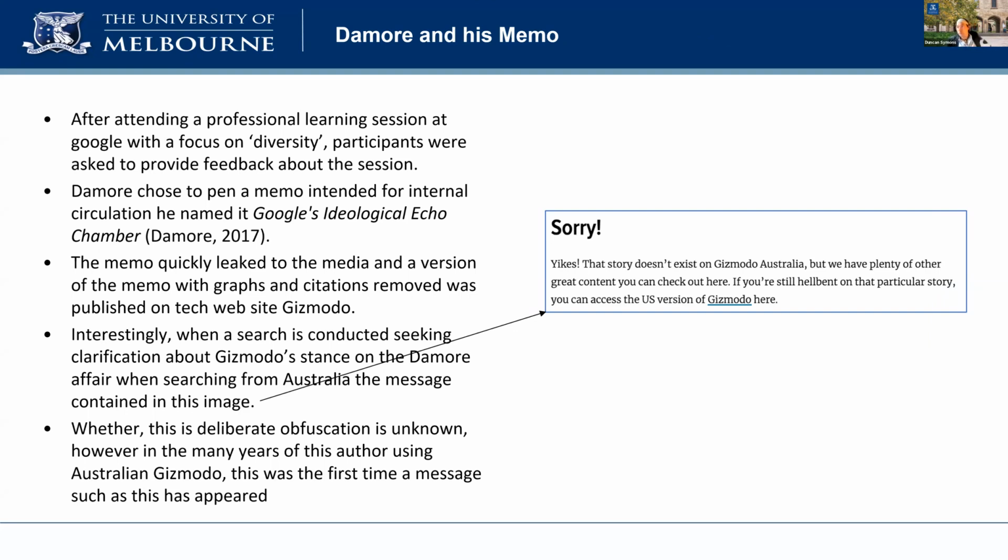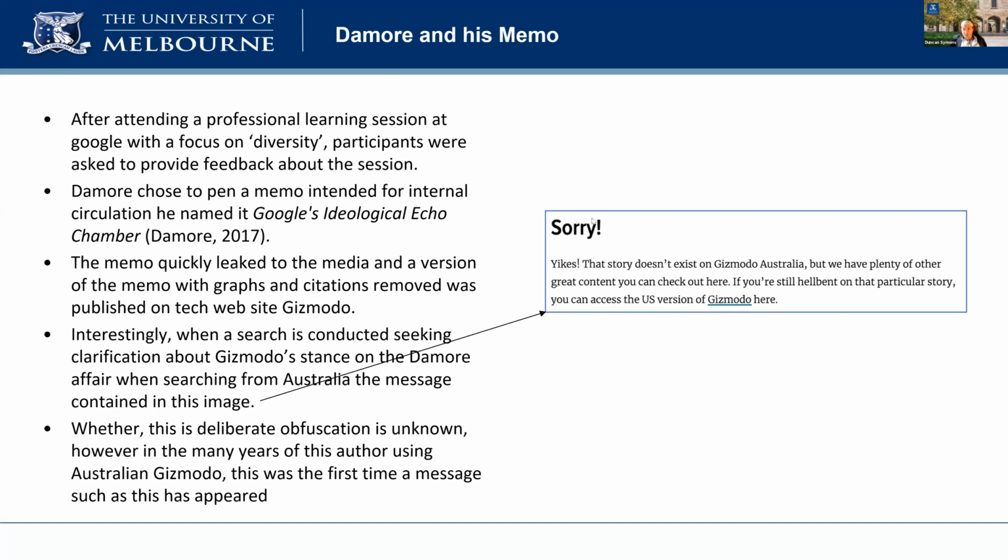That memo leaked incredibly quickly, and a version of it appeared on Gizmodo. For those of you aware of Gizmodo, it's a website about tech. However, the version that emerged had been heavily redacted. All of the graphs, all of the citations were taken out, and it was left just as text, basically. An interesting thing that I found when I was researching this was that on the Australian Gizmodo page, they have removed links to their discussion of this issue, and you have to go in via the back way and go to the US version of Gizmodo to find any discussion of this. As I say there, I don't know whether this is deliberate obfuscation, who knows?